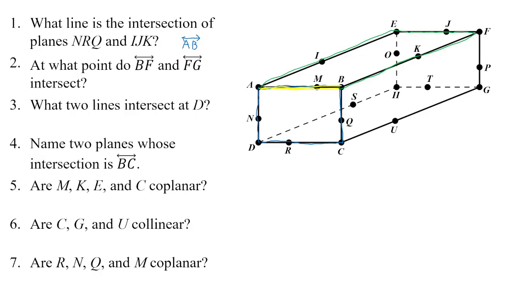All right, next, they ask you, at what point do line BF and line FG intersect? So line BF, all right, so here's line BF right here. And FG, that's line FG. And there's the point they intersect at. Therefore, they intersect at point F.